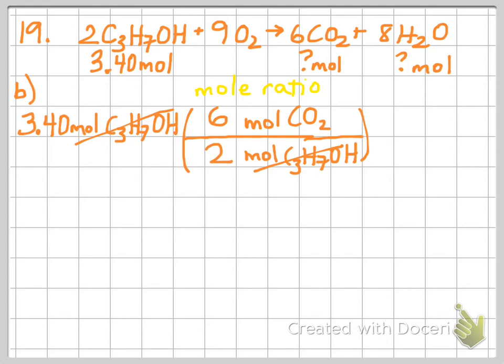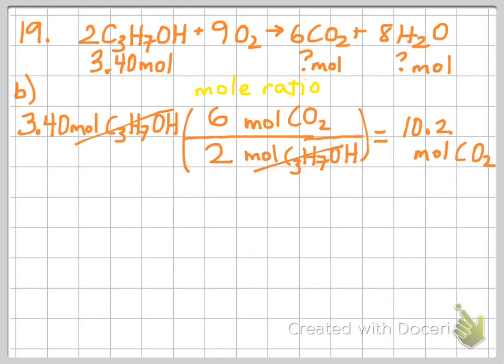Now, you can be smart when you put that in your calculator, but when you write it in your problem, you do have to write it as 6 and 2. I have to take 3.4, multiply it by 6, and divide it by 2. When you do that, you should get 10.2 moles of carbon dioxide. Always have units on our answers as well, because a number without units doesn't make any sense.